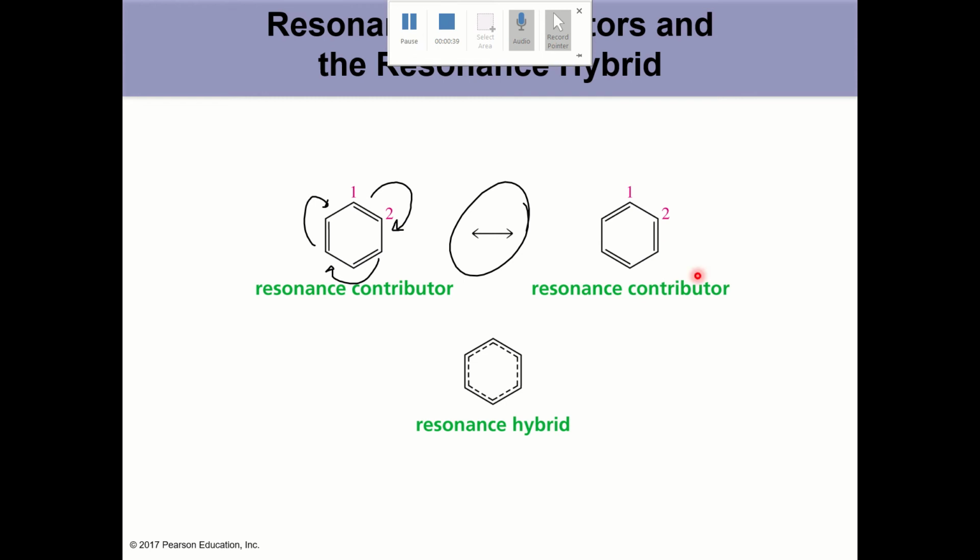But in reality, the resonance contributors, while they show all the possible locations of electrons, do not show the true location of the electrons that is demonstrated by the resonance hybrid.